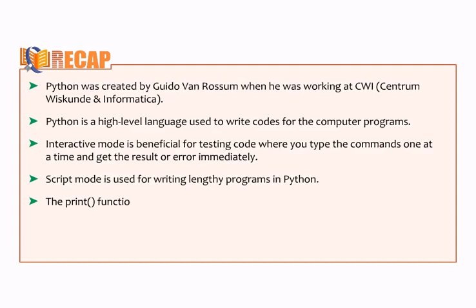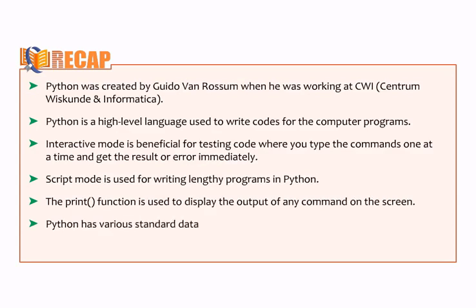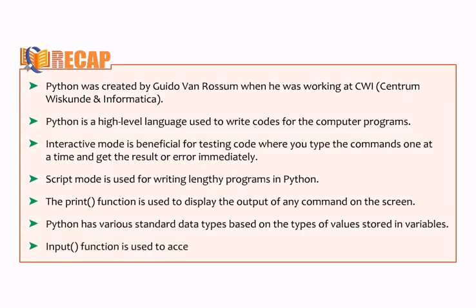The print() function is used to display the output of any command on the screen. Python has various standard data types based on the types of values stored in variables. The input() function is used to accept the value for a variable from the user.